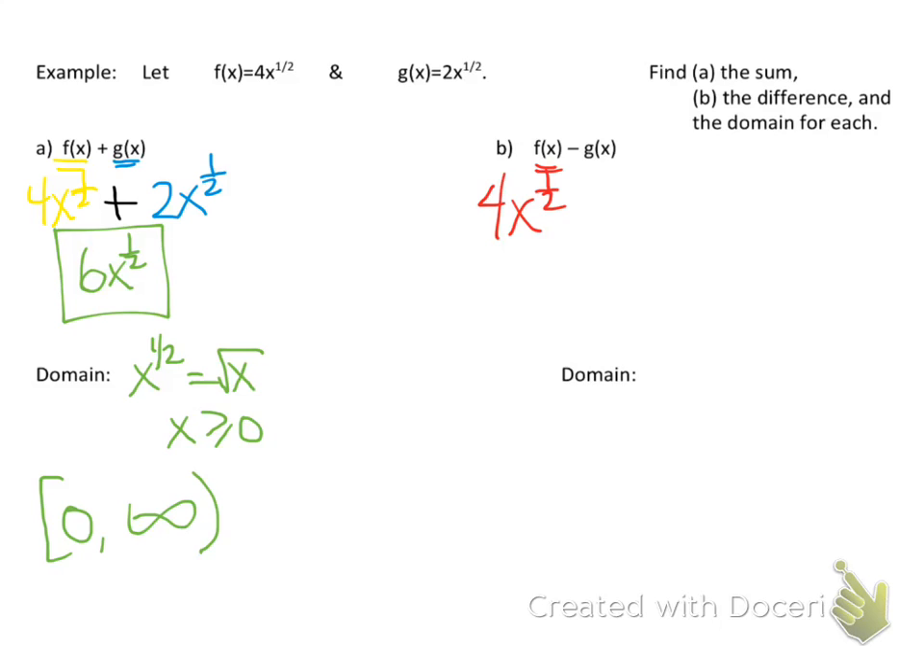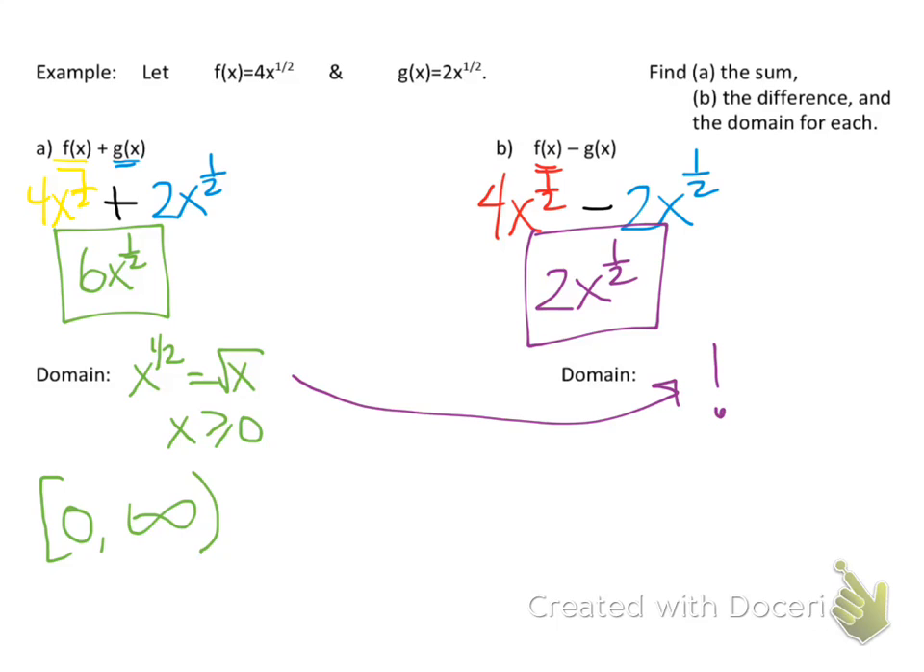When we subtract these two functions, again, we're just subtracting like terms, so we're going to get 2x to the 1/2, and the same idea holds that x to the 1/2 is the square root of x, and so our domain will be the same for this example as well. So those two examples were finding the sum and difference of two functions.